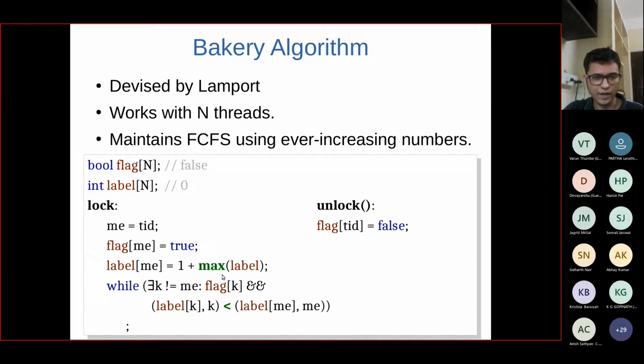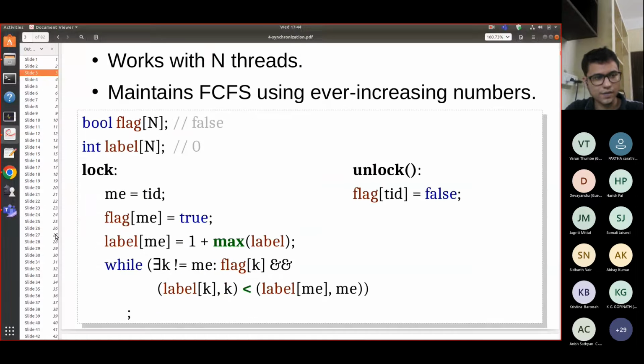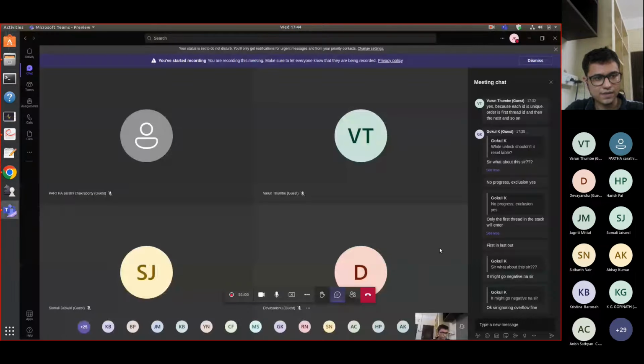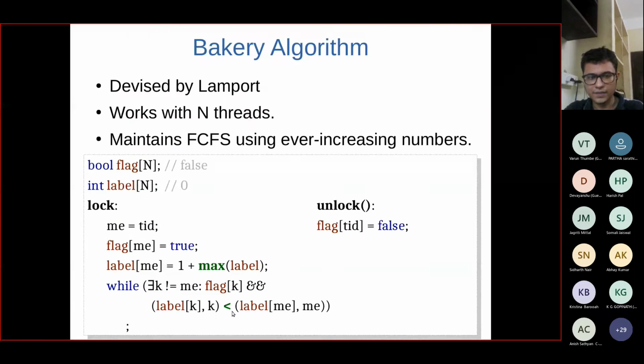And since this is false, this while loop will not keep on looping infinitely, and it will also enter into the critical section. So thread with ID 0 and thread with ID 3 are now in the critical section, and hence mutual exclusion is not guaranteed if we replace this less than by greater than. I hope that is clear. If you have any questions about this replacement by greater than, that scenario, then please unmute yourself and ask.